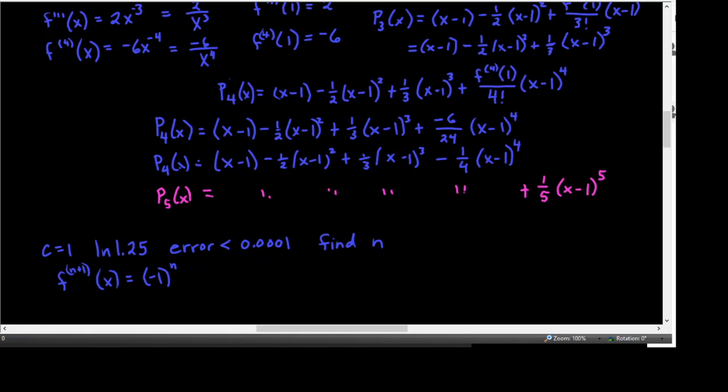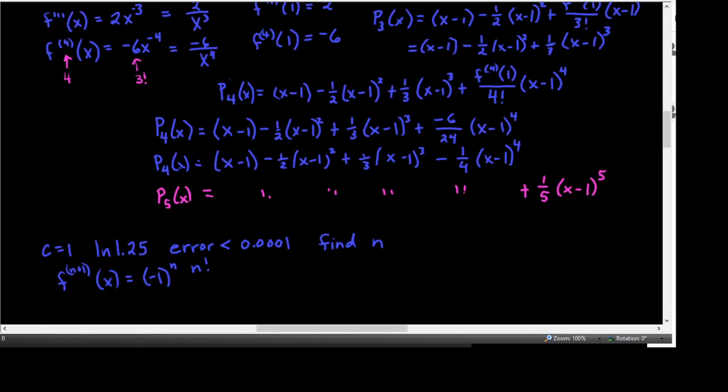Let me think about this a second. If this is a 4 here, and this is a 3 factorial, that means that the factorial we're using is one number less than that n plus 1 that we have down here. So what's 1 less than n plus 1? Well, it's n.